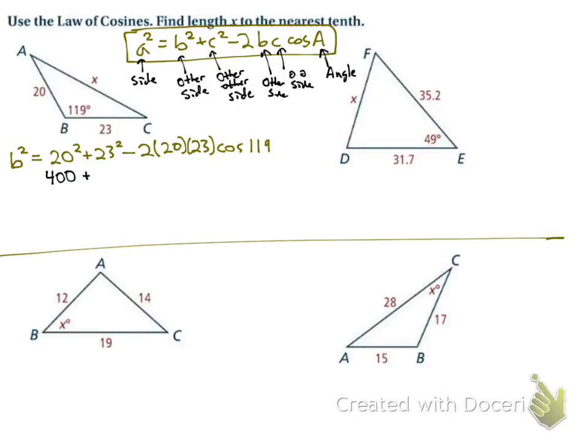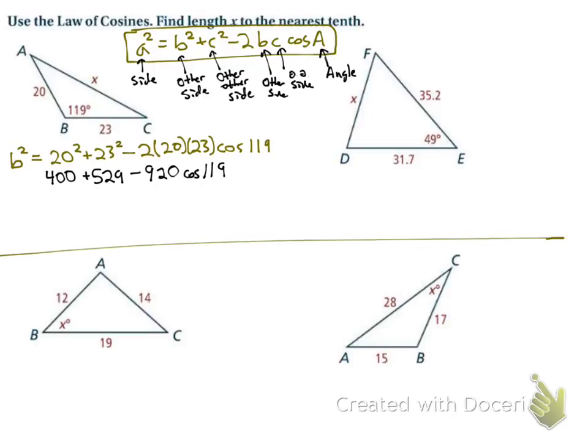Someone help me out. 23 squared? 529. Okay, that was better. Minus, what are these together? Looks like 460. So that's times 2. 120 cosine 119. Now there's a critical step here. See how this is multiplication? You don't put the 920 with these.